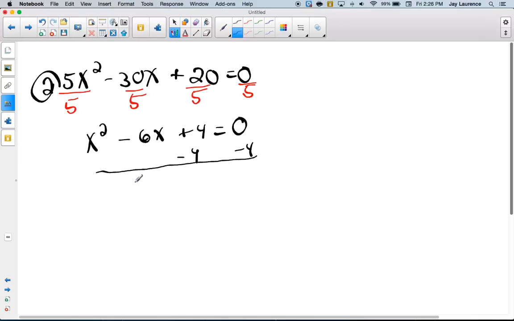And I'm going to get x squared minus 6x plus blank equals -4 plus blank. Okay, now here's where I go.